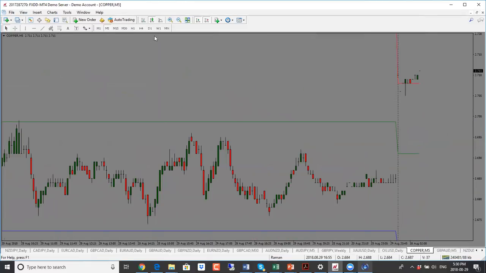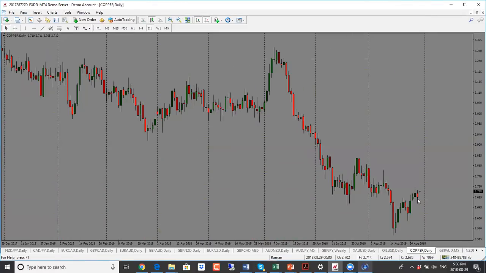Let's have a quick look at copper here. Copper is still bullish, even though we have had this bit of a dip here. So as long as it stays above 2.67, it's still looking bullish, and I think it could go higher. The next level to watch out for copper would be 2.75. So bias is bullish for this one.